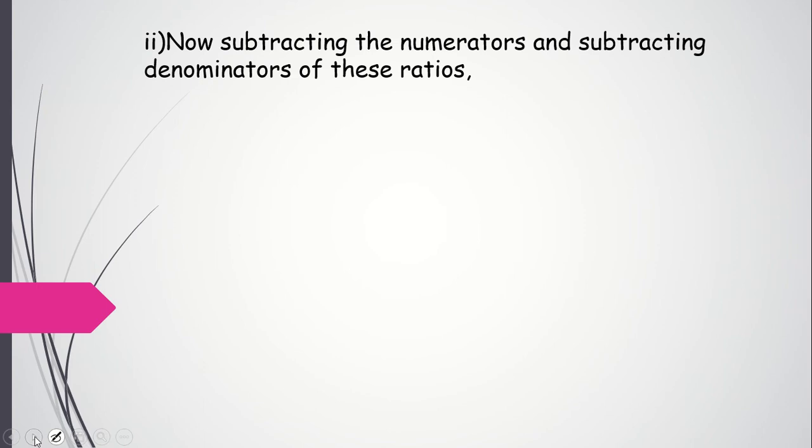Now subtracting the numerators and subtracting the denominators of these ratios. In the theorem on equal ratios, you only see the plus sign, but it is true for minus also. If you subtract, for the next two ratios we get minus 3 minus 4 is minus 7, minus 7 plus 2 is minus 5. Minus 6 minus 8 is minus 14, minus 14 plus 4 is minus 10. I hope you know the rules. 5 ones are 5, 5 twos are 10. Again this is half, and minus minus becomes plus.